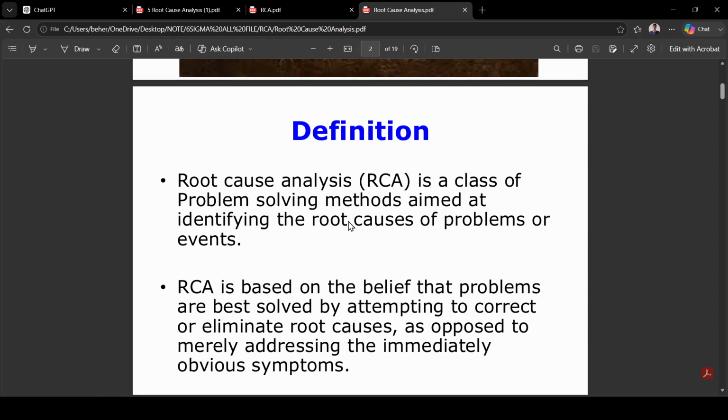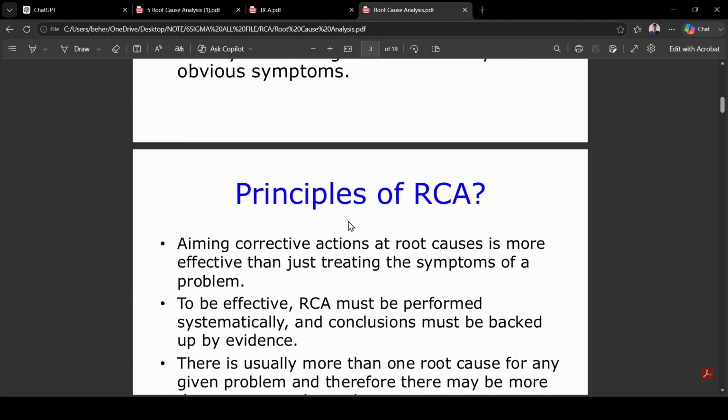So, the definition of root cause analysis. Root cause analysis is a class of problem solving method aimed at identifying the root cause of a problem or event. Root cause analysis is based on the belief that problems are best solved by attempting to correct or eliminate root causes, as opposed to merely addressing the immediately obvious symptoms.